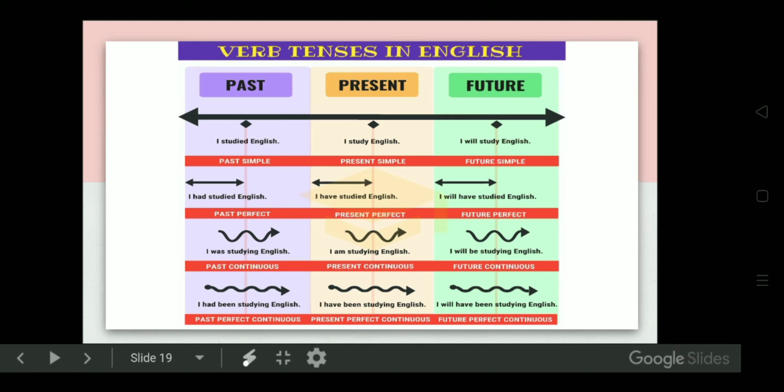The future is to the right. So you see where you should use it. So "I had studied English" means that it is in the past and it is done already. Okay, so "I have studied English" is in the present, but it is also done, but it is in the present time.